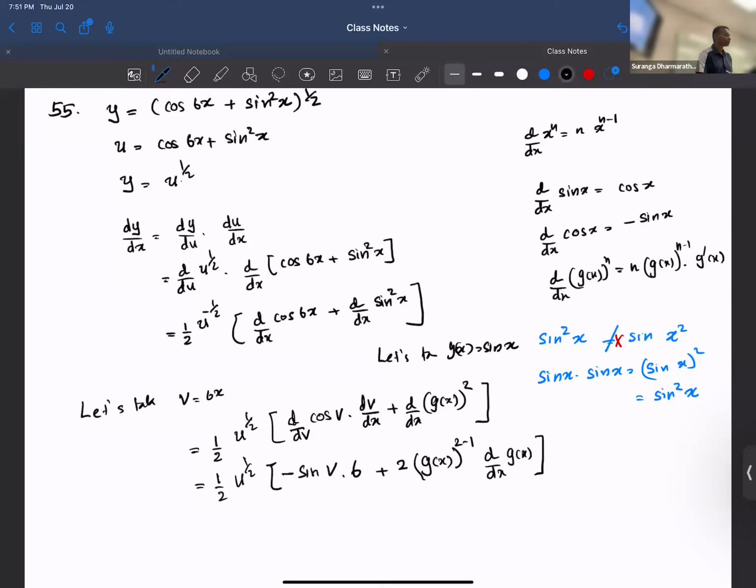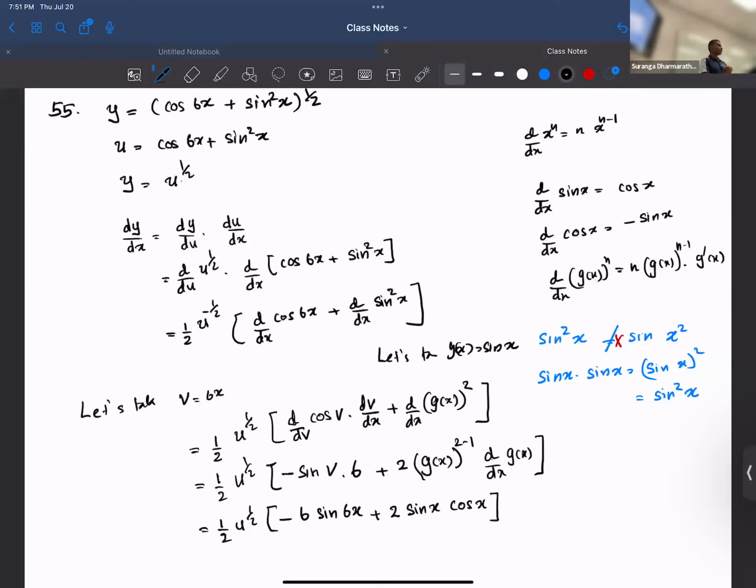d over dx of g of x is cosine x, right? So I can write this is half u to the power half, negative 6 sine v is what? What is our v? 6x, right? I'm going to substitute v in terms of x now, right? Plus 2 times g of x. g of x is what? Sine x, right? This is d over dx. d over dx of sine x is what? Cosine x. Does that make sense? Does that make sense?